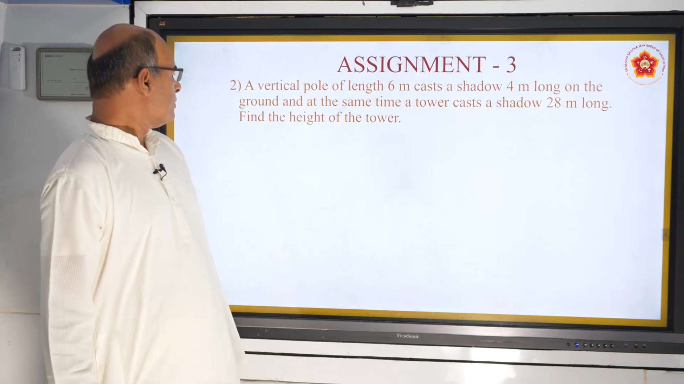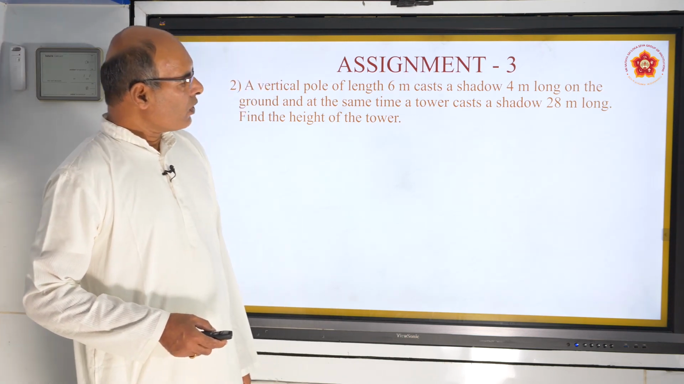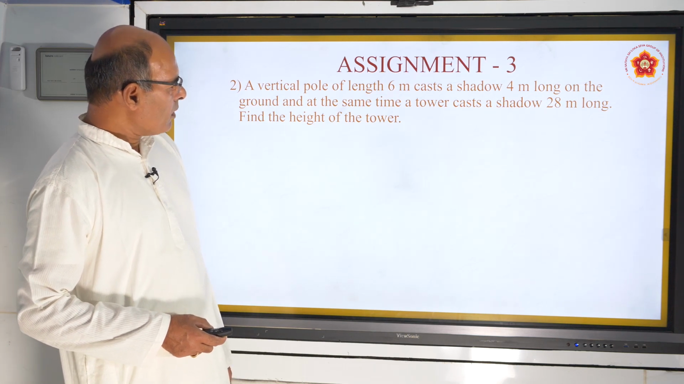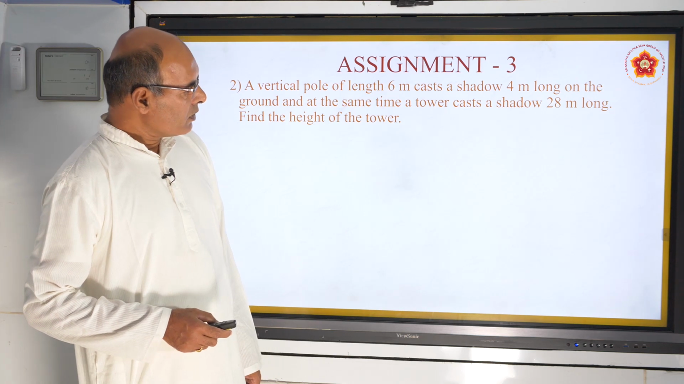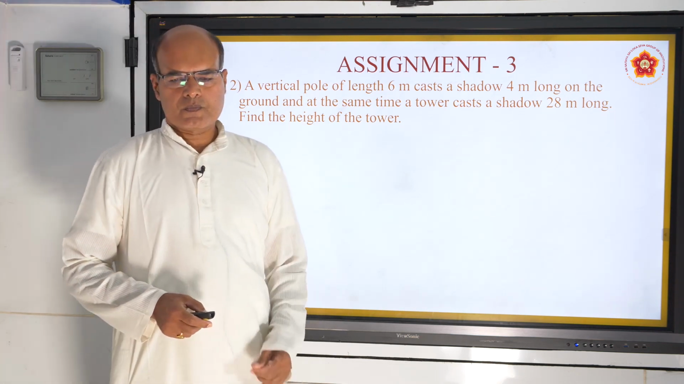Look at the next question. A vertical pole of length 6 meter casts a shadow 4 meter long on the ground, and at the same time a tower casts a shadow of 28 meter long. Find the height of the tower.